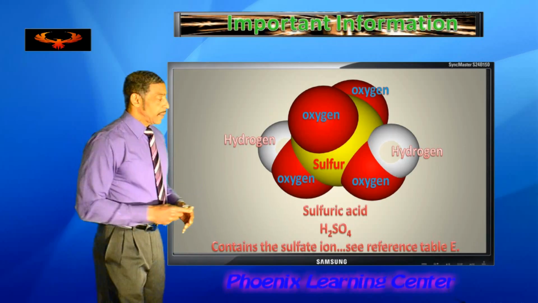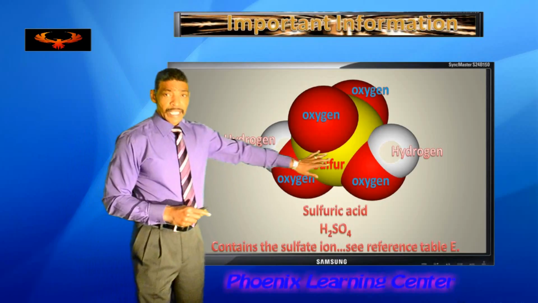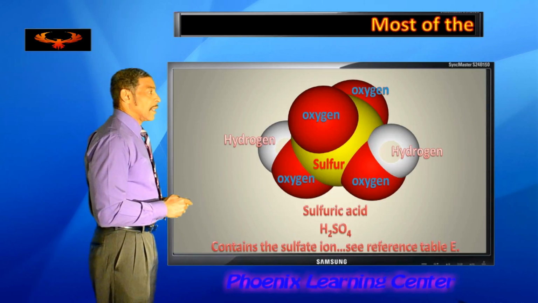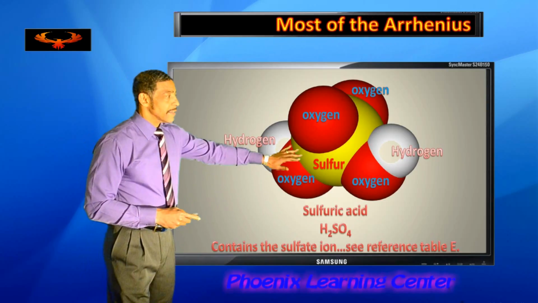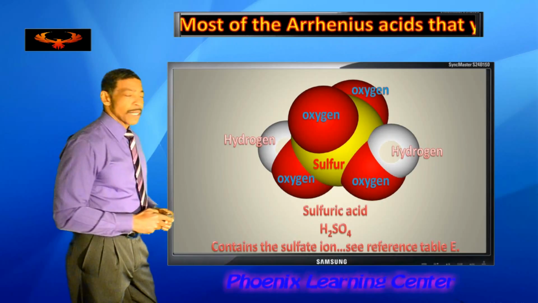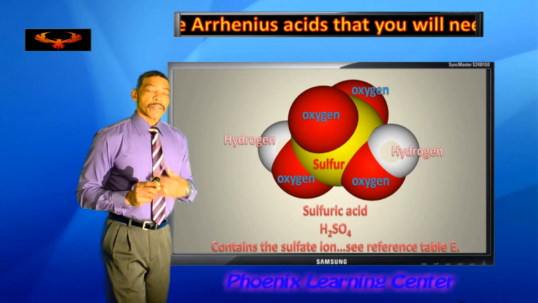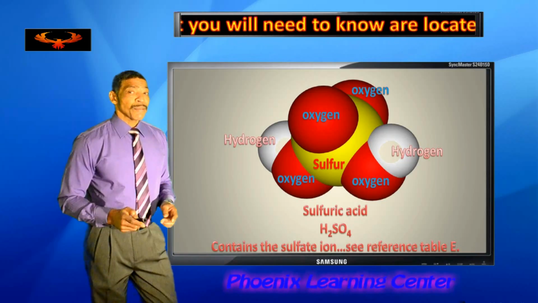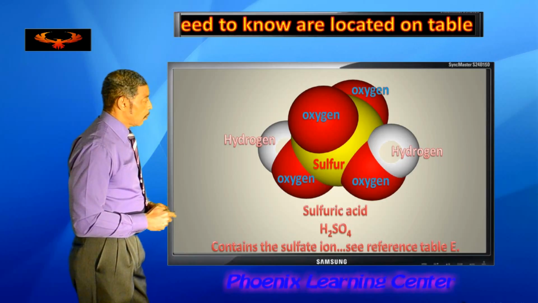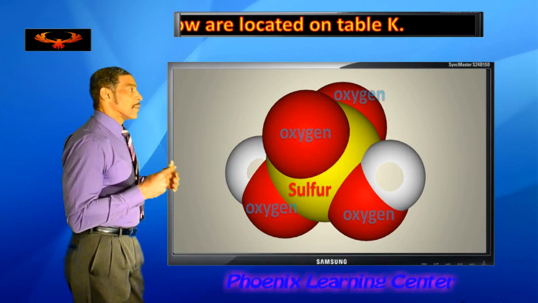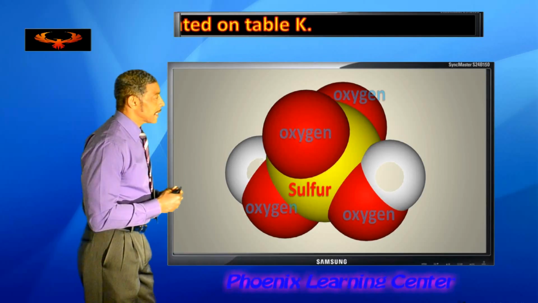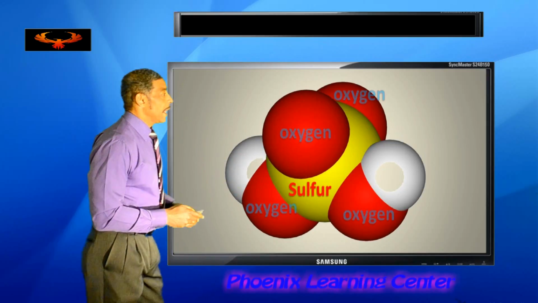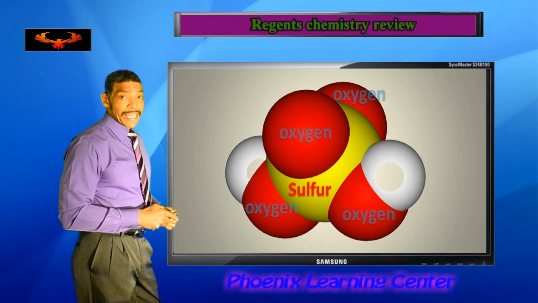Ternary acids will contain one or more hydrogen ions and a polyatomic ion. In this example, the acid H2SO4, or sulfuric acid, contains the sulfate polyatomic ion. And remember, all of the polyatomic ions that you will need to know are located on Table E of your chemistry reference tables. Ternary acids are also called oxyacids because they contain polyatomic ions that are composed of oxygen and usually a different non-metallic element.